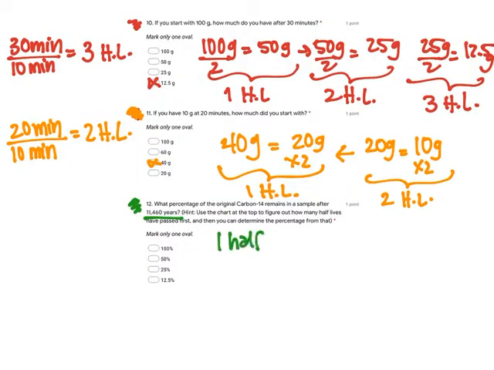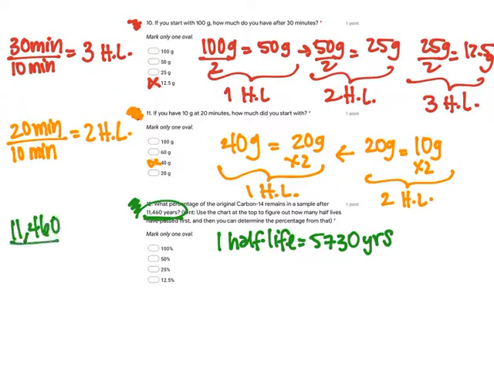One half-life equals 5,730 years. We want to know how many half-lives have occurred if 11,460 years has passed. So let's take that quantity and divide it by the length of a single half-life. And if you divide these numbers out, you'll see that 2 half-lives have occurred.